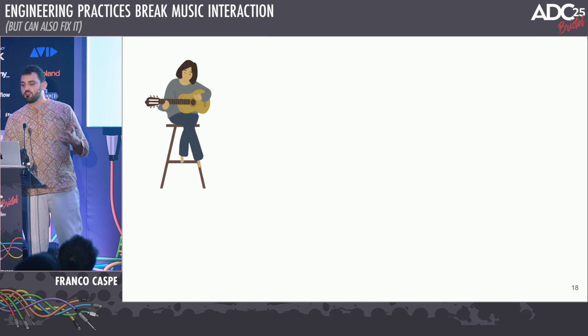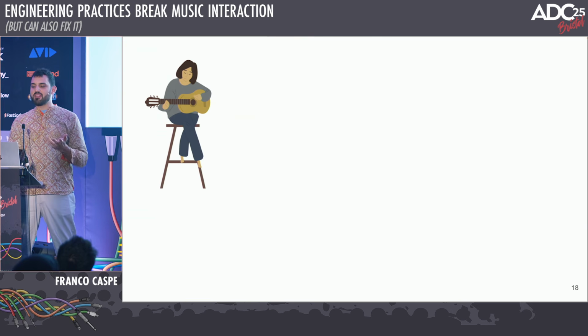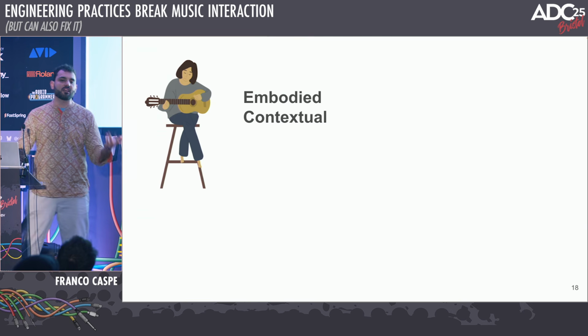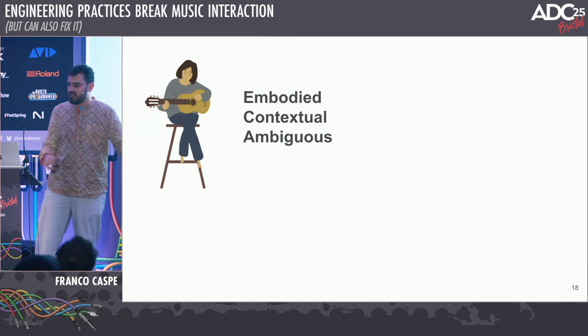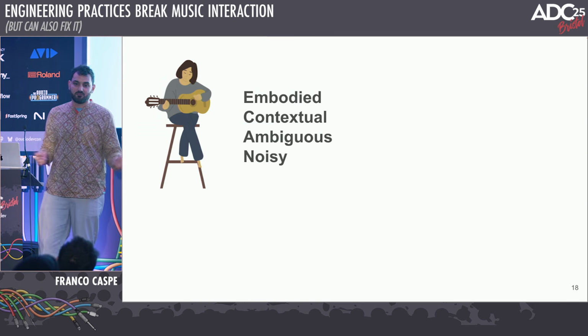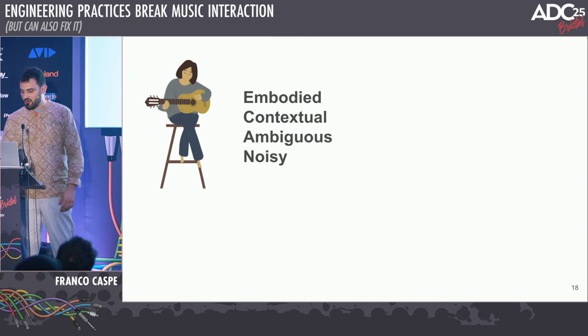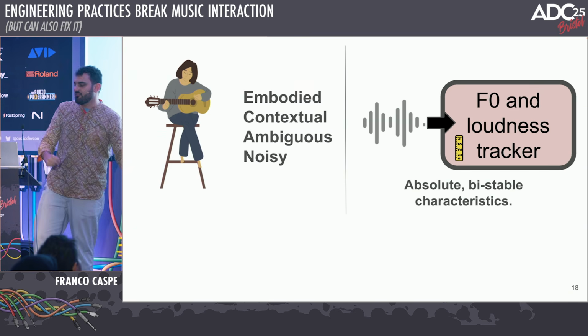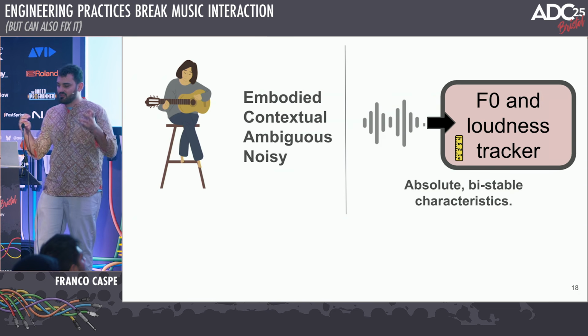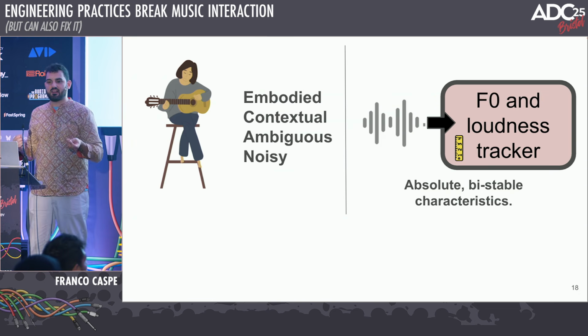So again, it's not about the specifications, right? Playing music is an embodied act. It's contextual, it depends on the context. It's ambiguous because some sounds can ascribe different meanings. And it's noisy, of course, because we are in a sea of noise. And then we're trying to collapse all of that into a very clean fundamental frequency tracker, which are absolute characteristics, right?